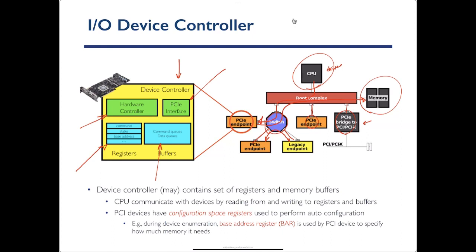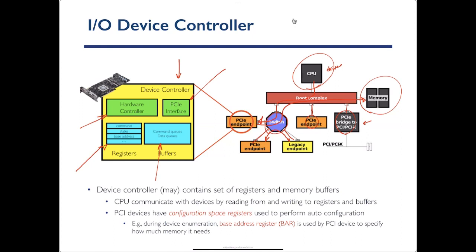So these are for devices, for example, like display, where you want to send a sequence of commands, or for example, for your GPU. So there are buffers, data buffers and command buffers that the CPU can use to send data or a sequence of requests or commands to the device.